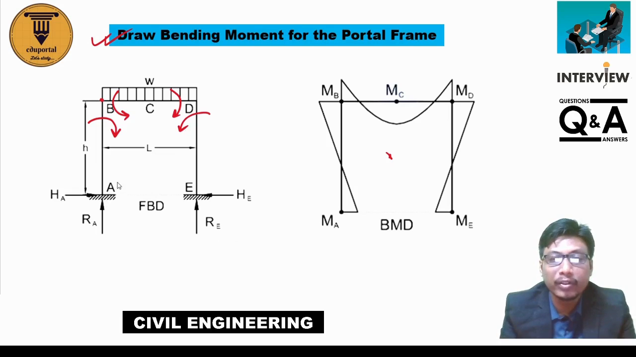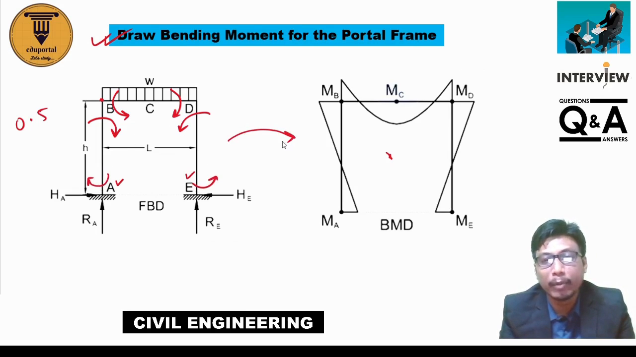Okay, now because end A is fixed, end E is fixed, so the carryover factor is 0.5, so half the moment will be transferred here and half the moment will be transferred here. Okay, so after drawing this arrow diagram, draw the bending moment diagram and it will be good.